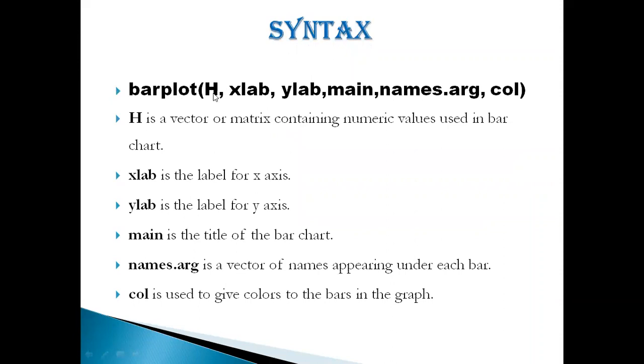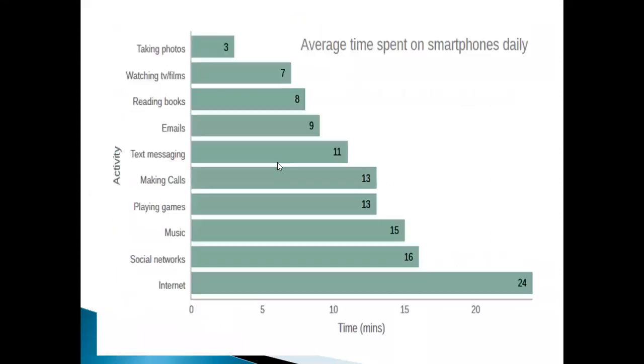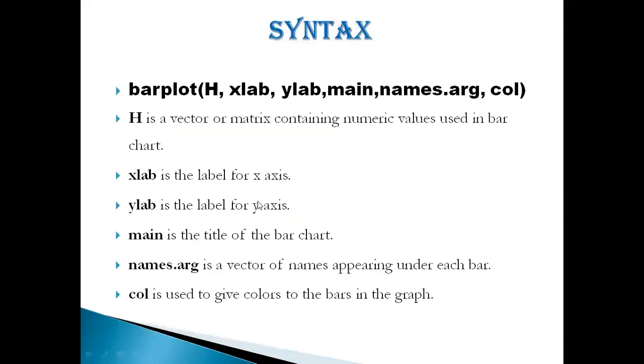What are all the arguments? Height. Height is a vector or matrix containing numeric values. Xlab is used to label the x-axis. In the previous diagram, we labeled the x-axis with time. Then ylab is used to label the y-axis. In this diagram, the y-axis is labeled with activity.